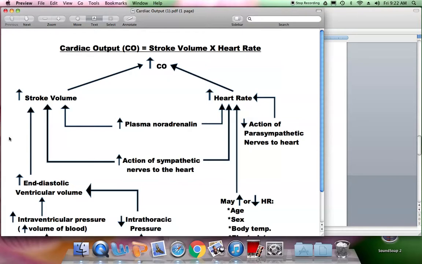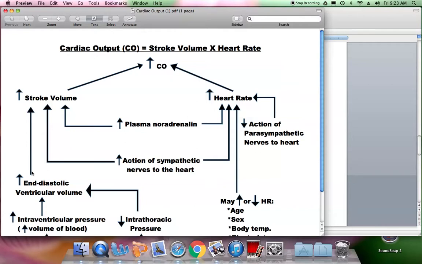So let's look over to the left. You can see increased plasma noradrenaline increases stroke volume, and it also will lead to increase in heart rate, thus increasing cardiac output. Increased action even of the sympathetic nerves to the heart. And there are those sympathetic nerve fibers that innervate the heart, and this will serve to increase stroke volume and increase heart rate. So during exercise, the sympathetic nervous system is active, and this is going to greatly influence cardiac output.